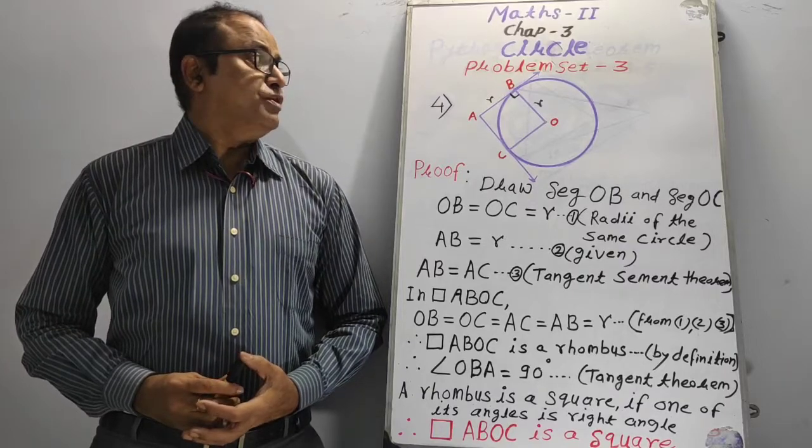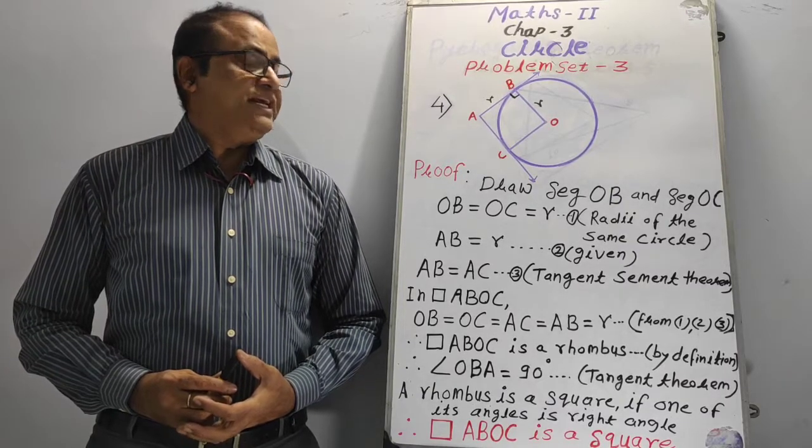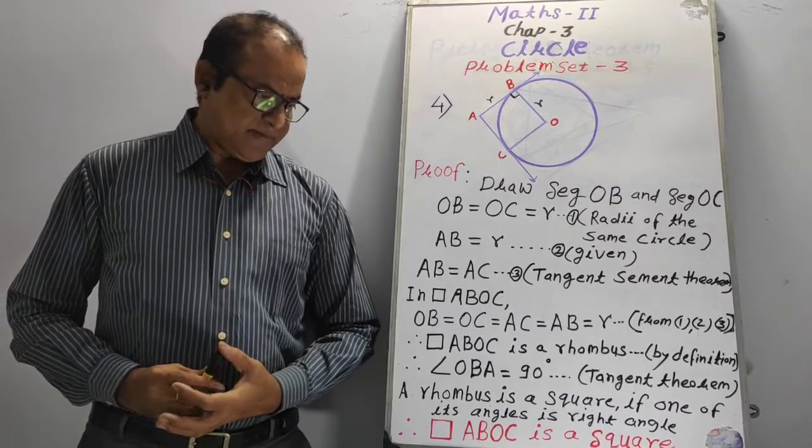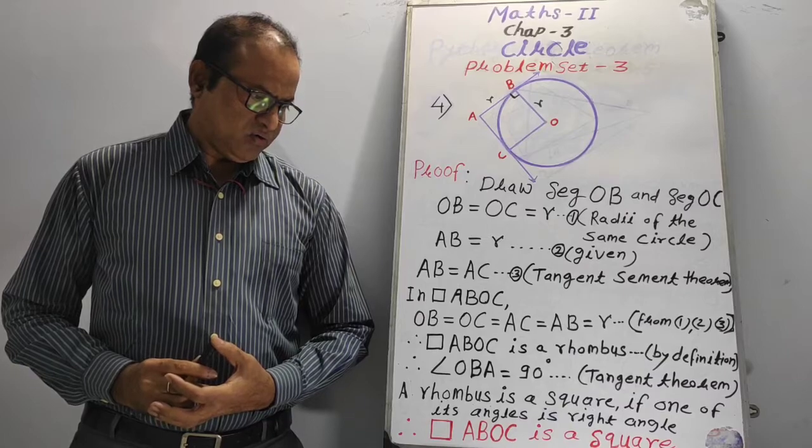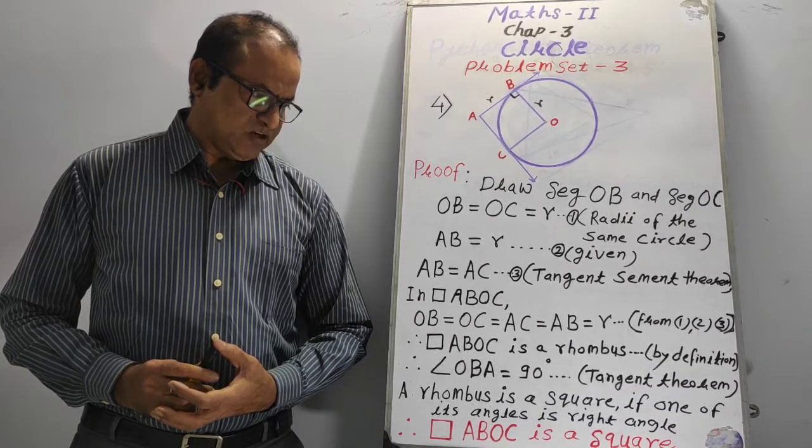Hello friends, today I am going to solve problem set 3, example number 4. I am reading example number 4. You listen to it carefully. In the figure, O is the center of the circle.